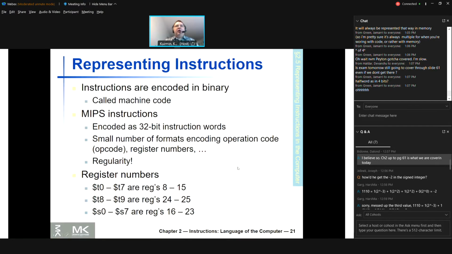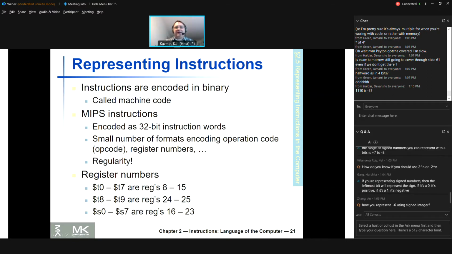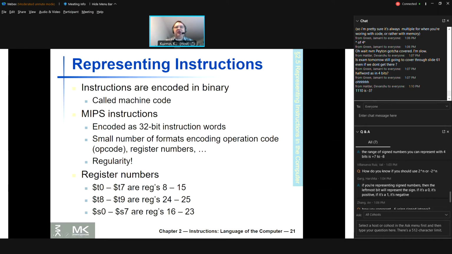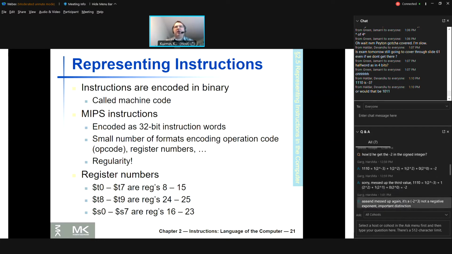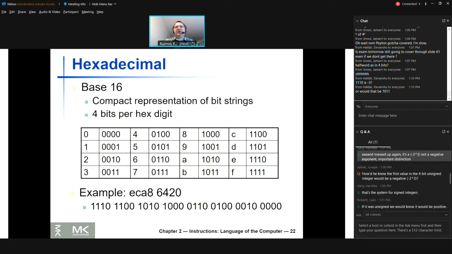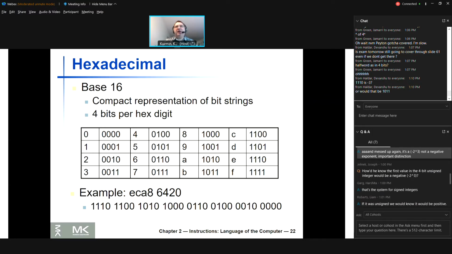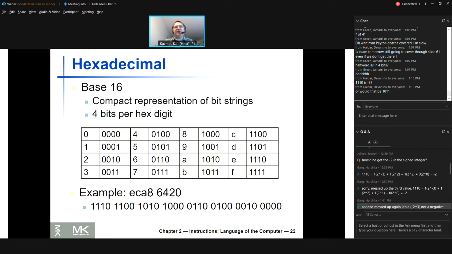And we have registers. So T0 to T9, S0 to S7, and they are actually mapped to register numbers. So in the representation, which we'll see shortly, you will see that there are many bits in the machine code that are dedicated to storing the register number.